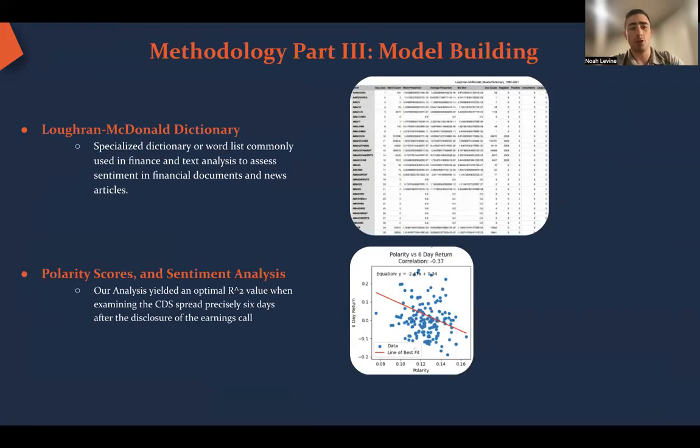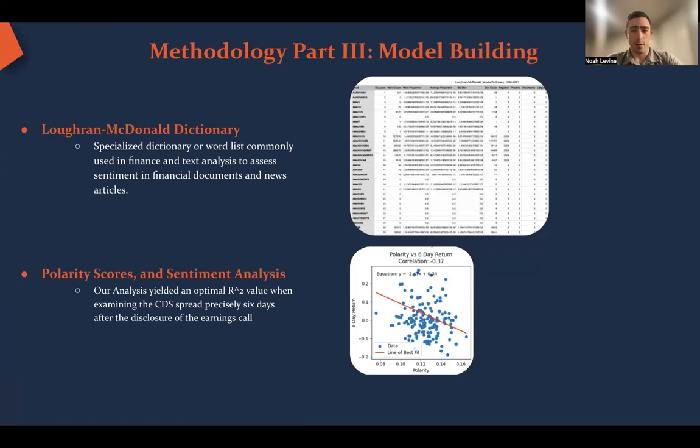So next was to figure out whether the transcript was actually positive or negative. We used this Loughran-McDonald dictionary, which, like I said, has every single word in the dictionary. You can see on the left, and on the right, whether it's positive or negative. And there are some other sentiments that we ignored.